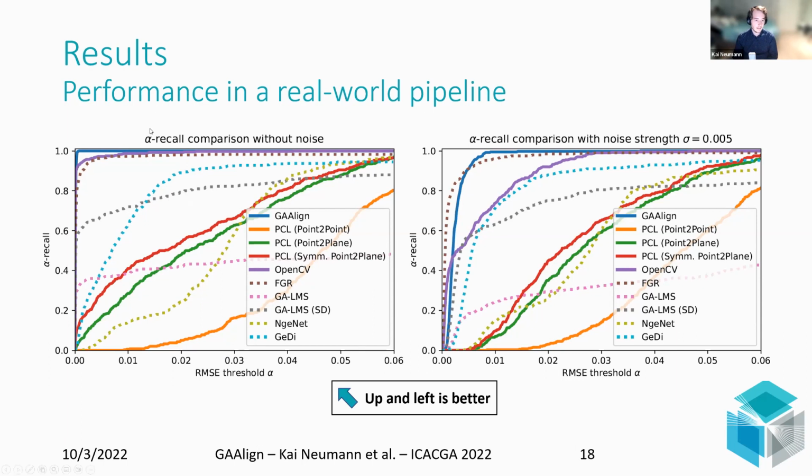And what we can see here, for these types of plots, up and left is better. For tests without noise, our algorithm outperforms all other tested algorithms. And in an environment with noise, we can see that it's very close to the best other algorithm, which in this case is FGR, so fast global registration, which is an analytical method. Notably, the neural networks, so GeoTransformer and GAAlign, which are state-of-the-art on common benchmark sets, did not really perform well in my tests.